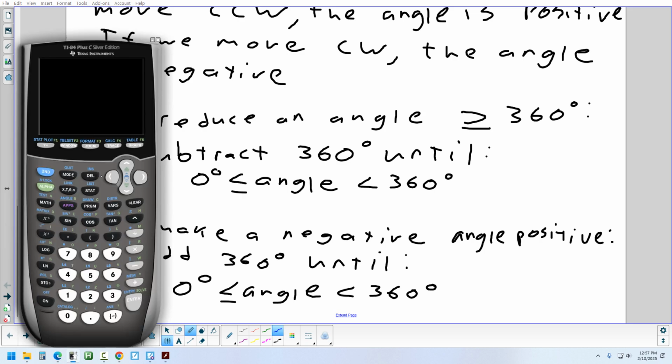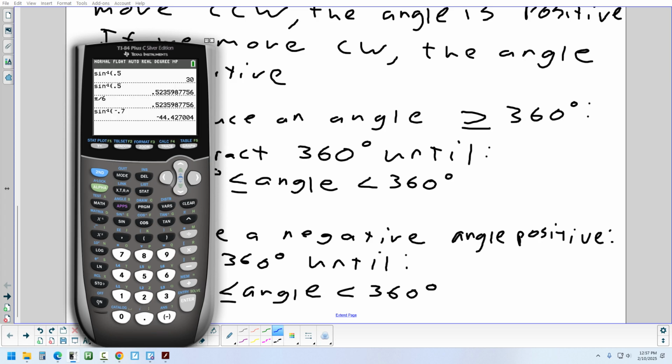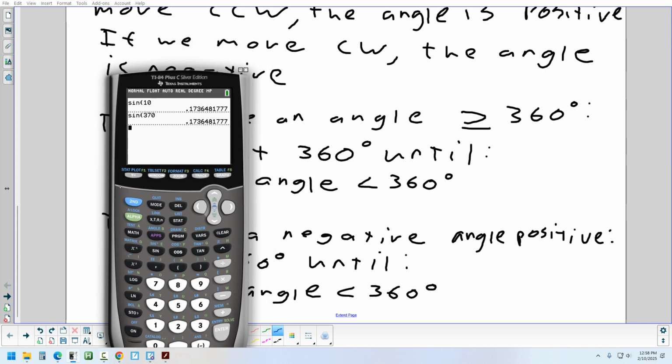Now, when you do that, it doesn't change the answer to the question. You will still get exactly the same answer. Let me show you an example. Let's take the sine of 10. I know that's not a multiple of 30 or 45. I'm just showing you something on the calculator. If you add 360 to 10, what do you get? 370. And how does the answer compare for either one? They're the same. They're exactly the same.